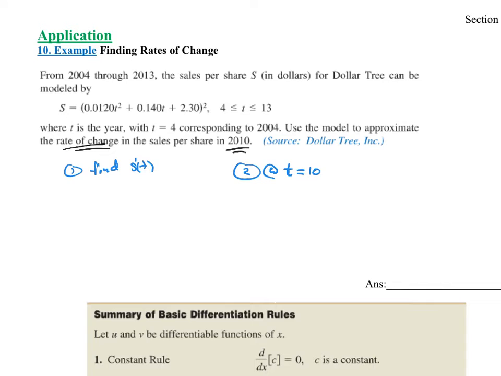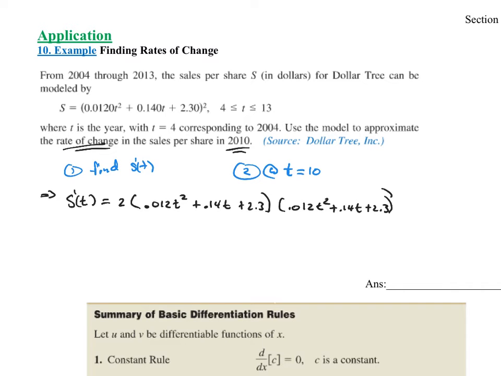Okay, so let's go ahead and find that derivative. S prime of t, well, it looks like a quantity raised to a power. Again, we have different ways of doing this. We could distribute it out, which would be horrible, but we could do it. Or we could just use the general power rule. General power rule says drop the power, that's the 2. Keep the inside exactly the same, so that's 0.012 t squared plus 0.14 t plus 2.3. I don't know why they put all those zeros there. To the quantity minus 1. So the 2 minus 1 is just 1. But then we need the derivative of the inside. So we need (0.012 t squared plus 0.14 t plus 2.3) prime.